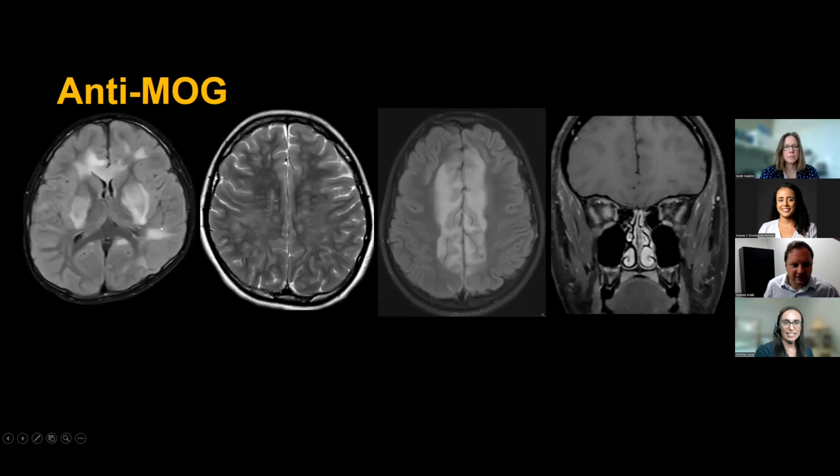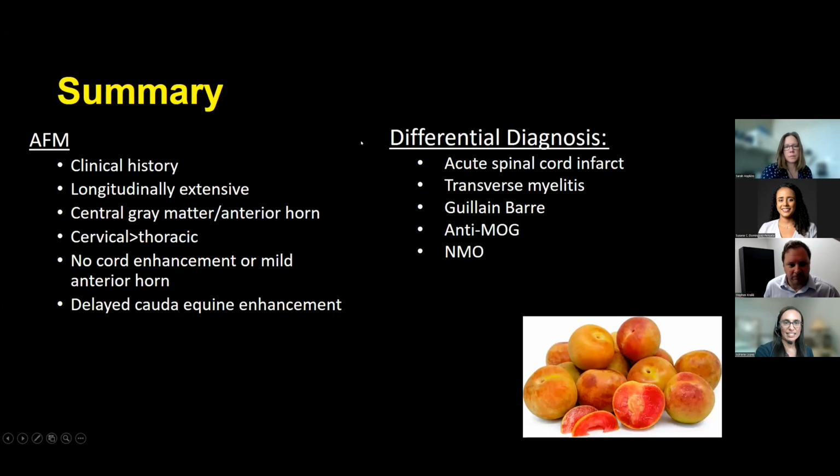The reason I kept harping on normal brain MRI is that these other conditions might show confluent areas in the brain, like the basal ganglia or white matter, or multifocal white matter, as you see here. These are really large confluent areas of anti-MOG, and then again, potentially an optic neuritis as well. So brain MRI is very helpful for looking for other findings that would push us away from AFM.